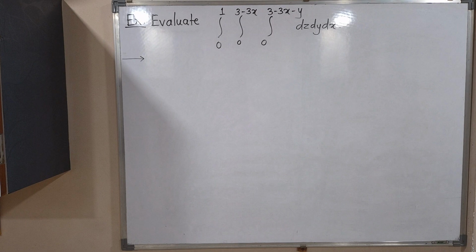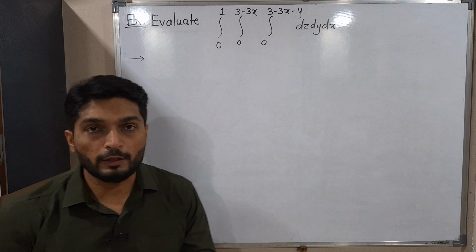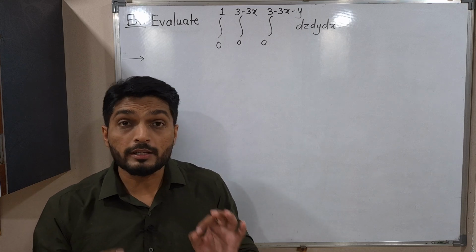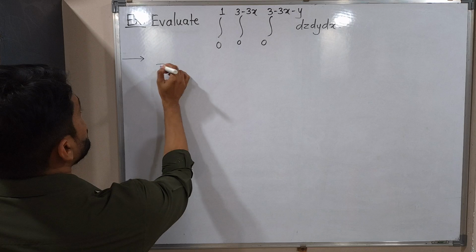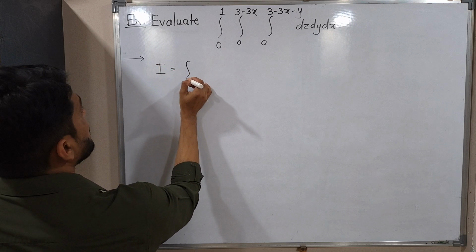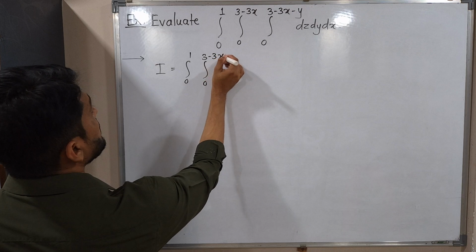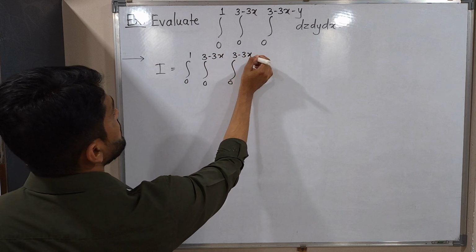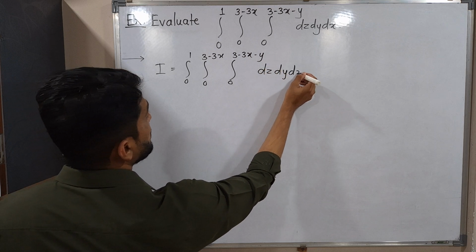Hi everyone. Let us discuss this example of triple integration. Very simple example, we have to find its value. Whatever the integral we have, generally we call it as I. Let us note down this integration first. So I is equal to integration 0 to 1, 0 to 3 minus 3x, 0 to 3 minus 3x minus y dz dy dx.